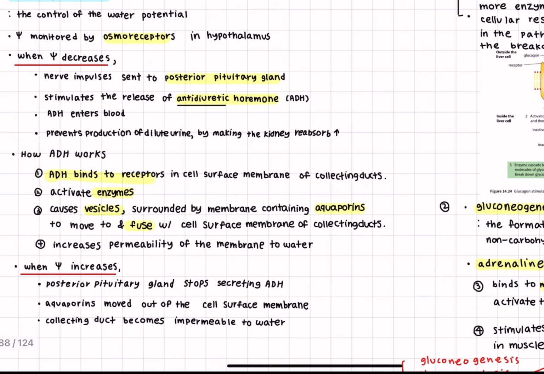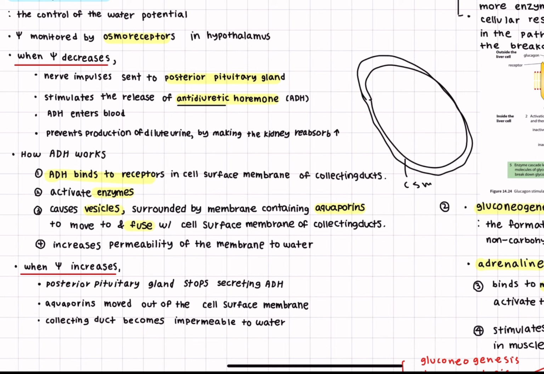How ADH works: ADH binds to receptors in the cell surface membrane of collecting ducts. I will just draw simply. This is the cell of the collecting duct, and this is the cell surface membrane. So there is a receptor here. This is the ADH receptor. Then ADH will bind to the receptor in the cell surface membrane of the collecting duct.